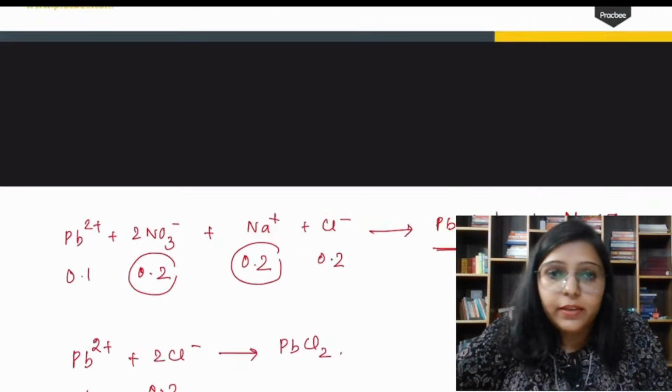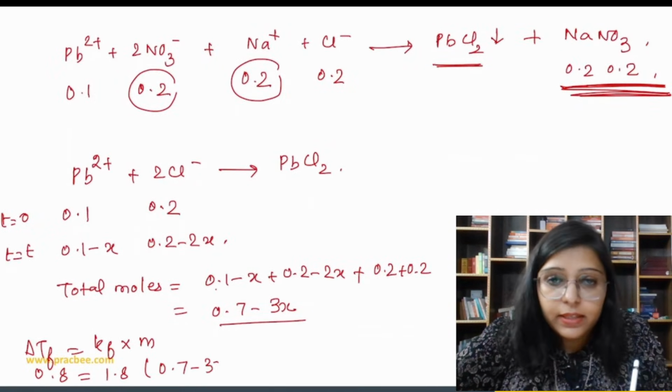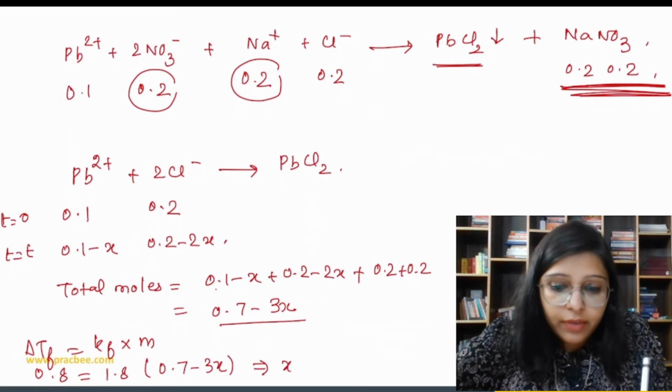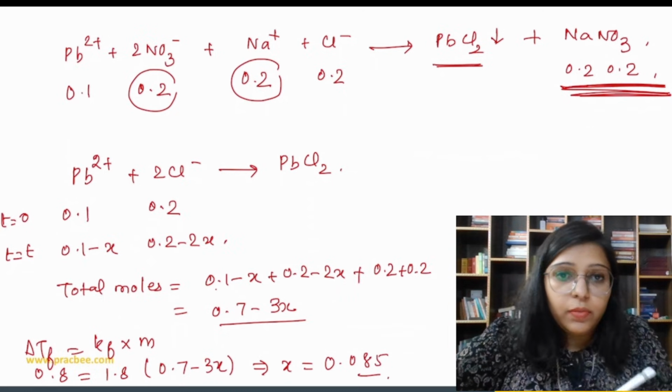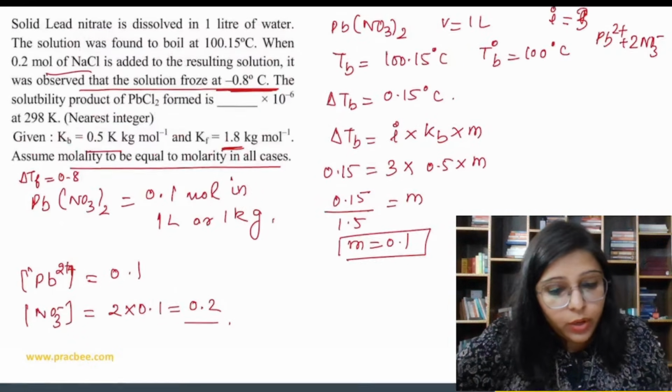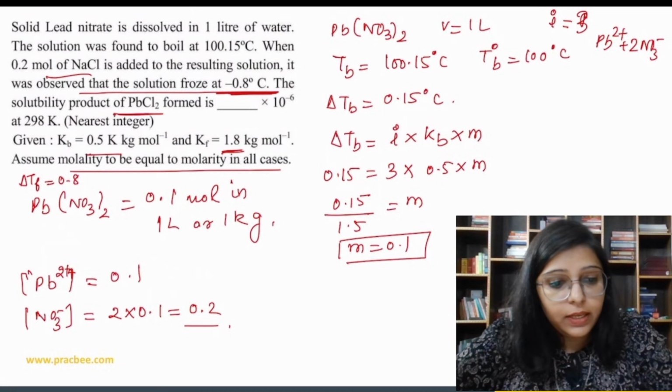It's 1.8, right? So 1.8 and here we write 0.7 minus 3x. So from here we can find out the value of x, which comes out to be 0.085. Now what do we need to do? We need to find out the solubility product of PbCl2.